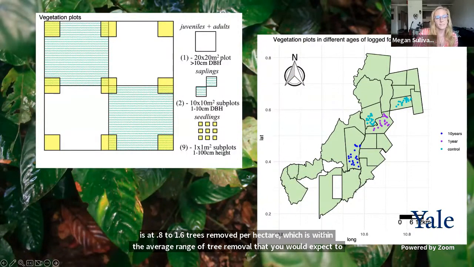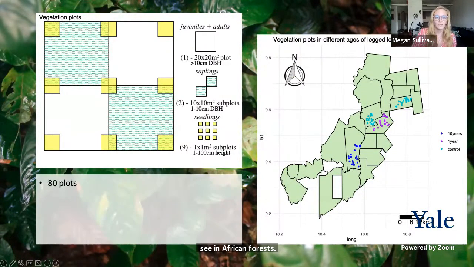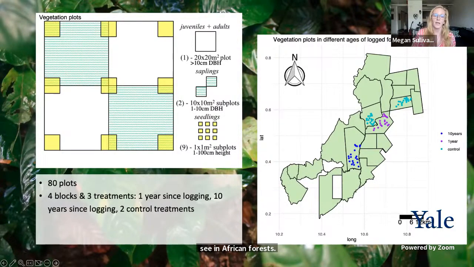And to set up this study, I went into the logging concession and set up 80 plots. So each of these dots represents one vegetation plot on this map. And we set up these vegetation plots across 4 blocks and 3 different treatments.